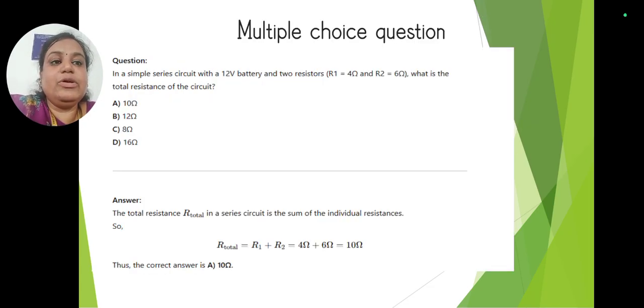And today we are going to see this multiple choice question. In a simple series circuit with a 12 volt battery and two resistors R1 and R2, what is the total resistance of the circuit? Here the two resistances are in series, so 4 plus 6 is 10. The total resistance R total in series is the sum of the individual resistances. So R total is R1 plus R2, which is equal to 4 ohm plus 6 ohm, which is equal to 10 ohm.